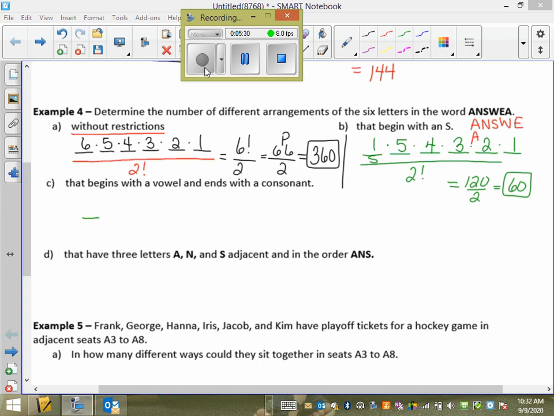Begins with a vowel and ends with a consonant. This one changes from the last one because I now have 3 vowels. I have A, E, and N, S, W.